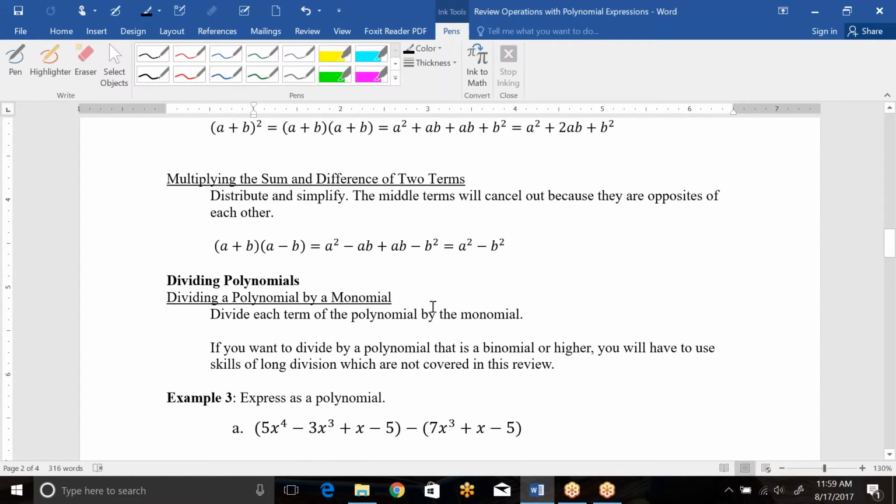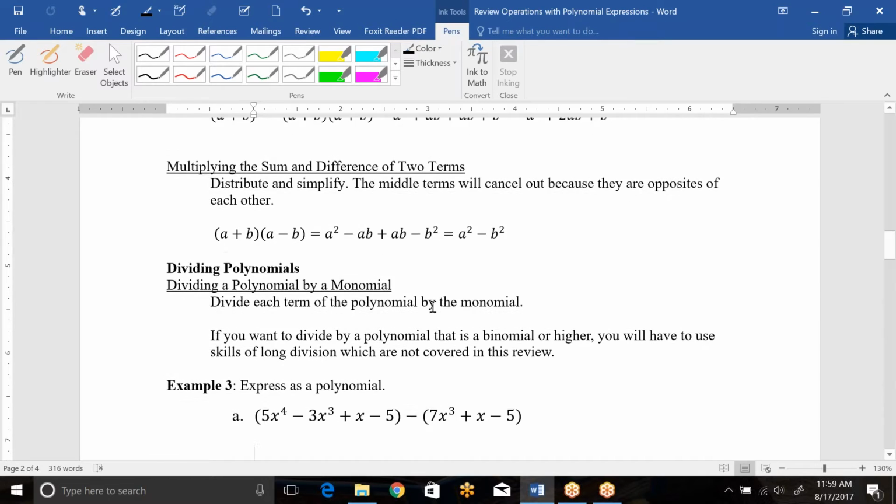And then finally, the last operation is dividing polynomials. You divide each term of the polynomial by the monomial in the bottom if you're dividing by a monomial. You just split it up into separate fractions and you do the division. You could do it by long division, but it's a little bit of an overkill in this situation. If you're dividing by something bigger than a monomial, so a binomial or higher, you have to use long division. And that is not in this review because it is actually something we teach as part of this course.